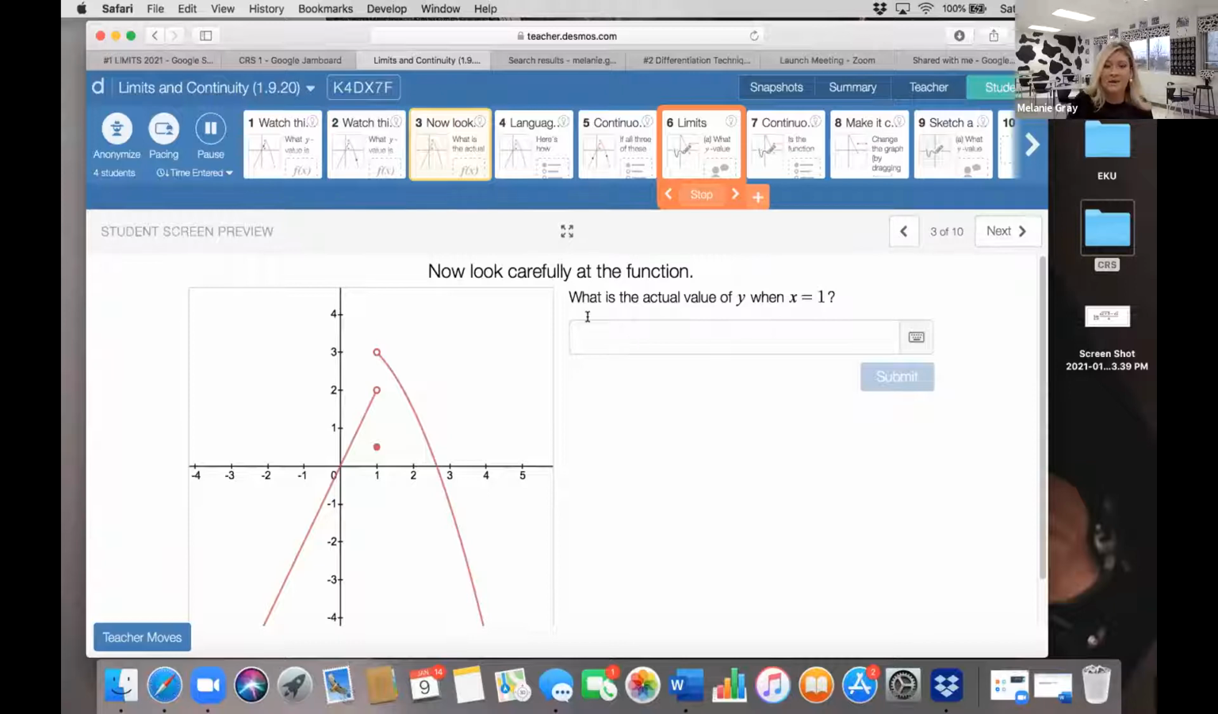And then finally, on this third slide, it says, what is the actual value of y when x equals 1? This is an Algebra 2 question, isn't it? It wants to know what is the y value when x equals 1. So what's happening at x equals 1? And that looks to be about 0.5, right? About a half if we're estimating here. So I'm going to put in 0.5.